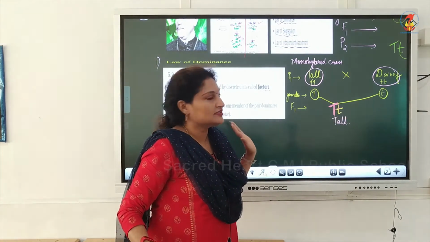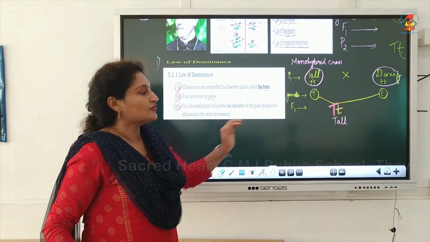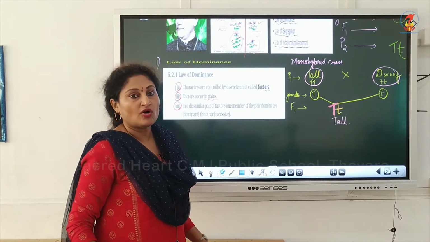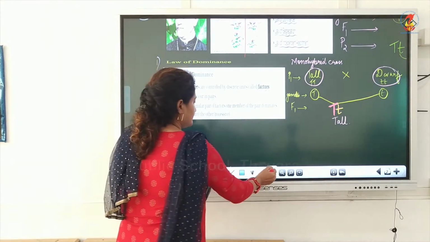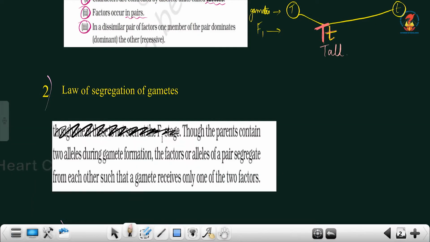So, what will be the phenotype? Physical observation, we will see that these offspring are all tall. Now, I am going to the next law. Again, it is taken exactly from your text. The next law is the law of segregation of gametes.